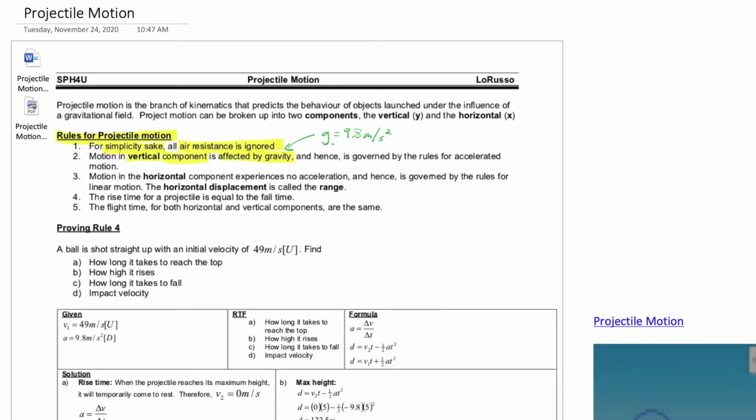When we use the parameter little g, we're speaking only about the magnitude of the acceleration due to gravity. That's why there's no negative sign in here. This is just the magnitude.